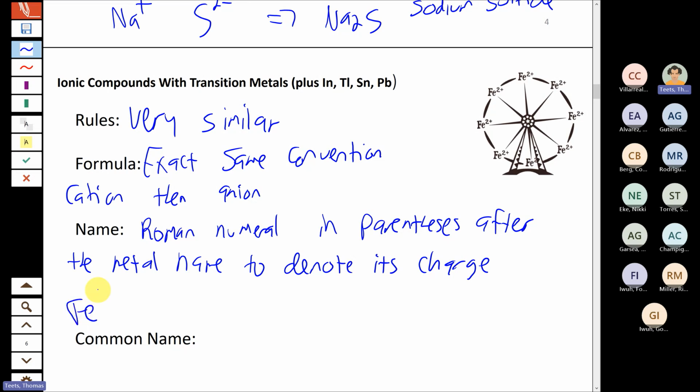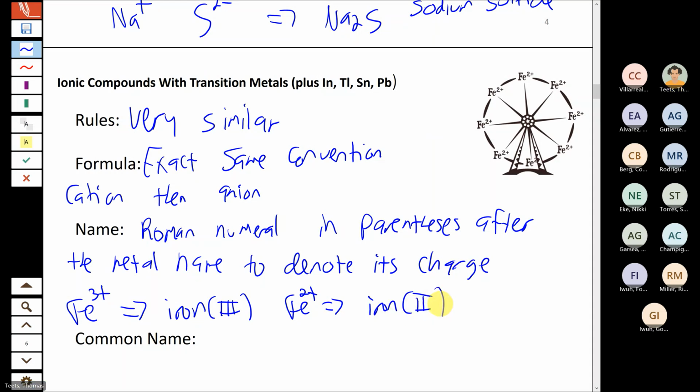So if the ionic compound has iron 3 plus in it, the name of that compound would include iron at the beginning, but with a Roman numeral 3 afterwards to indicate that iron has a charge of +3. Same story with iron 2 plus, the name would have iron with a Roman numeral 2 after it. All right.